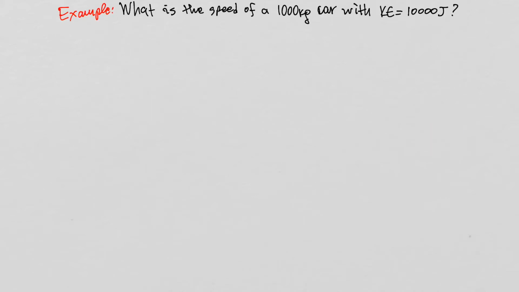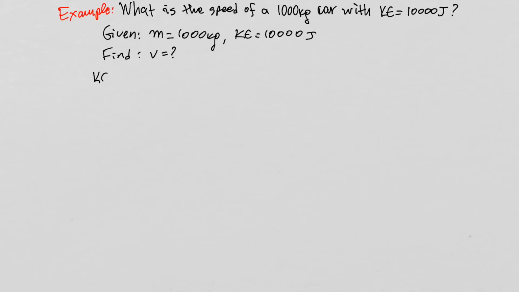Here is a different example that uses the definition of kinetic energy to calculate the speed of motion of a car. What is the speed of a 1,000 kilogram car which moves with kinetic energy of 10,000 joules? So what we know is the mass of the car, and we know the kinetic energy of the car. 1,000 kilograms and 10,000 joules respectively. What we want to find is the speed of the car.